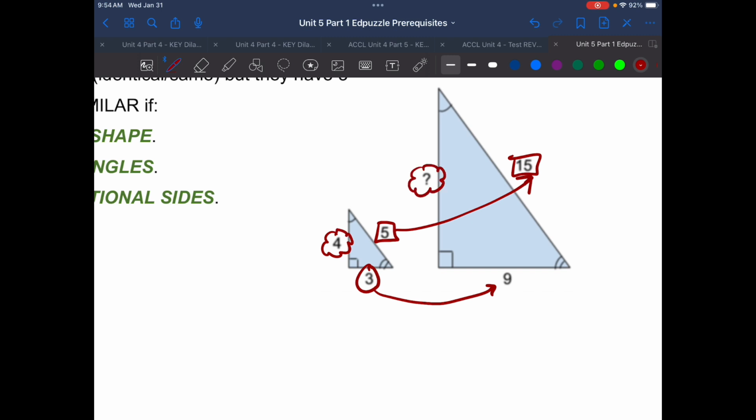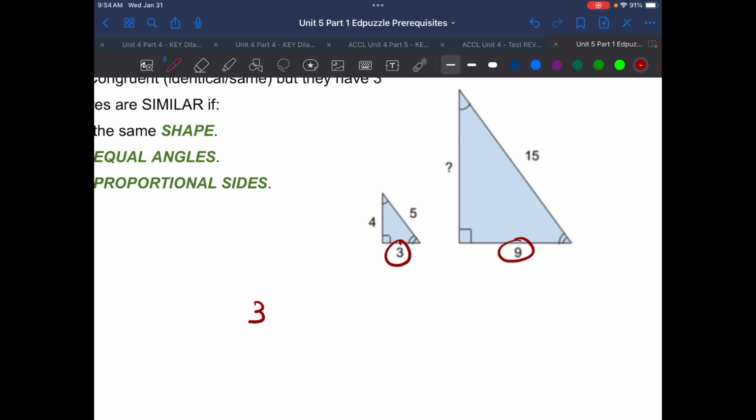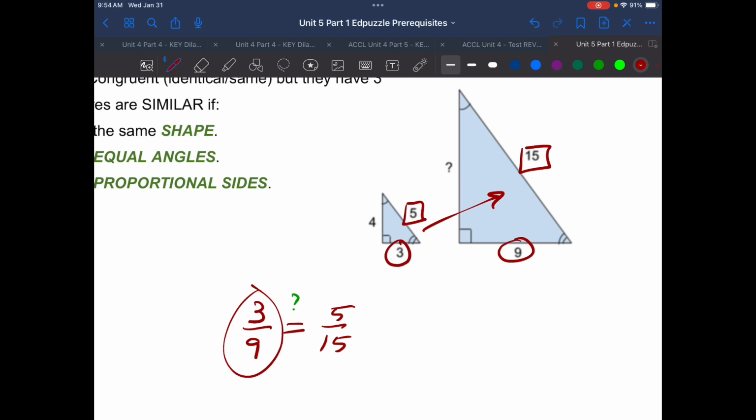But here's what we're going to do. We're going to check and see what the proportion is, or are they proportional? So I'm going to compare 3 with 9. Okay? I want to see if that is equal to 5 compared to 15. And notice I'm going from small to big. Okay? So is 3 over 9 the same proportion as 5 over 15? I don't know. Let's check it out. 3 times 15 is 45. 9 times 5 is 45. Nice. So they are proportional.